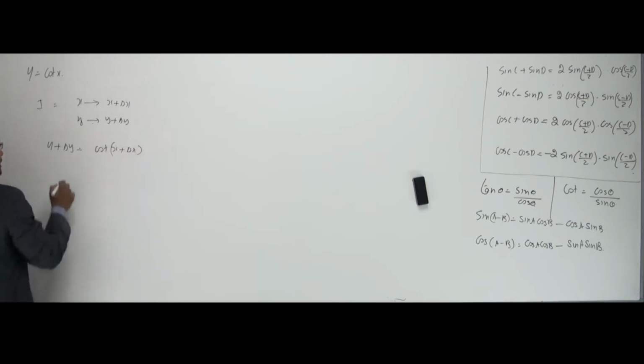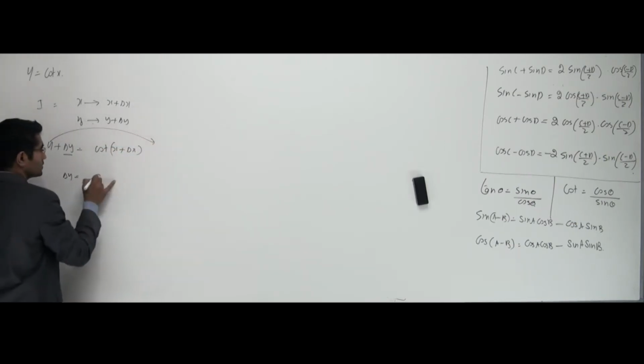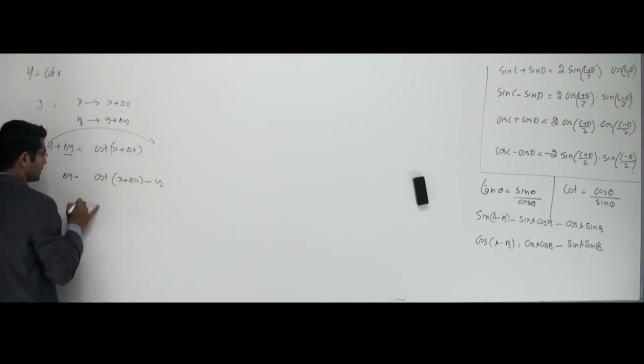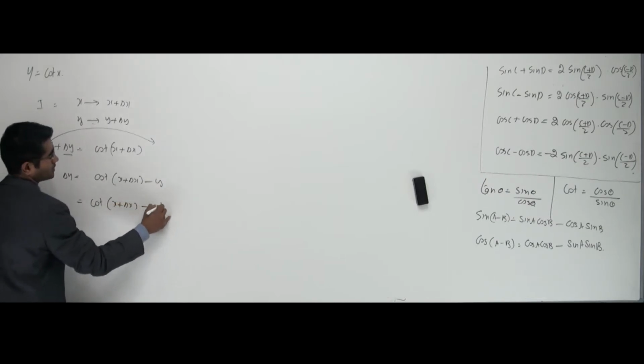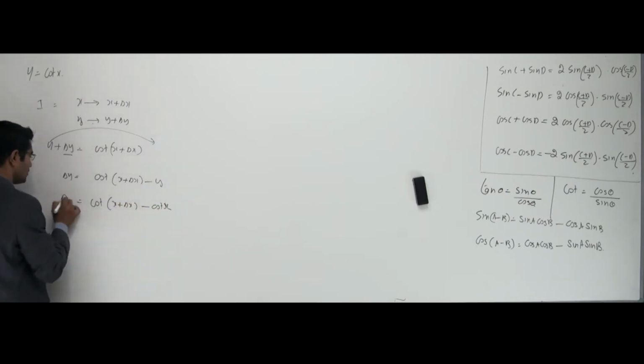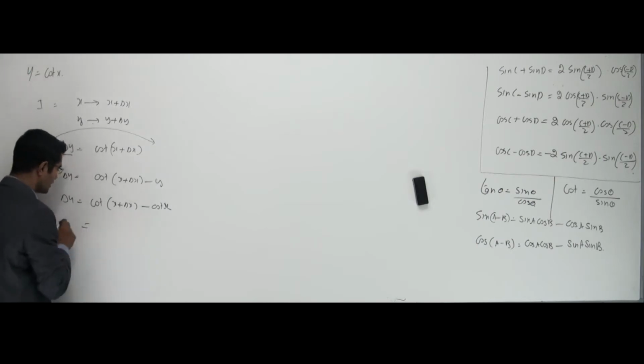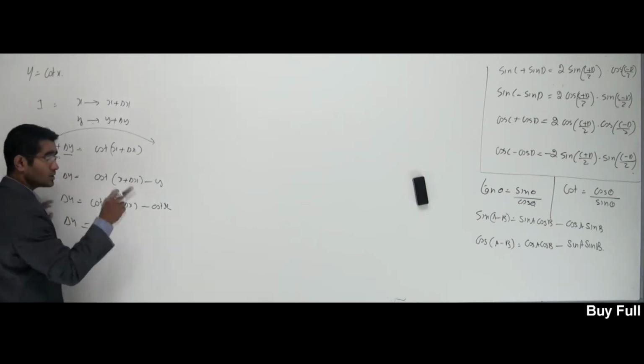Very simple. Right? Now, I need to keep delta y on one side. The rest goes on the other side, that is cot of x plus delta x minus y. And who's y? y is cot x, my question, right? So now delta y is equal to so much. What is this looking like? Can I split this using that formula?